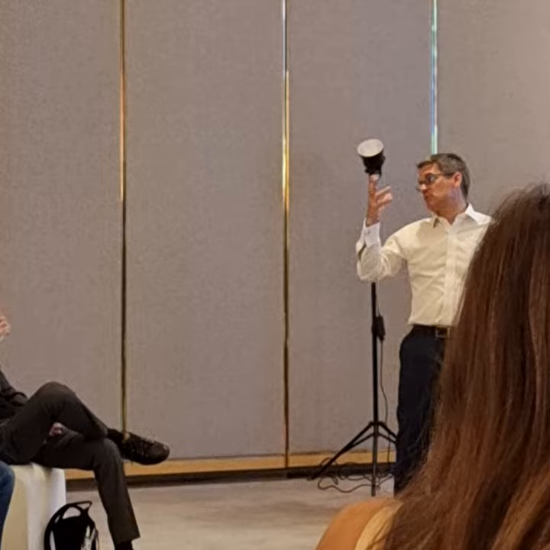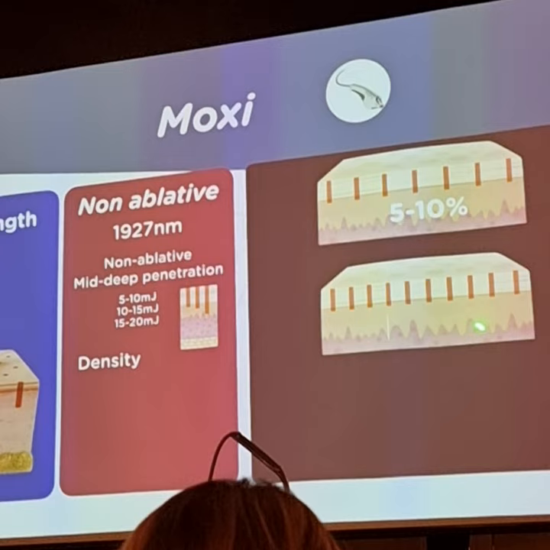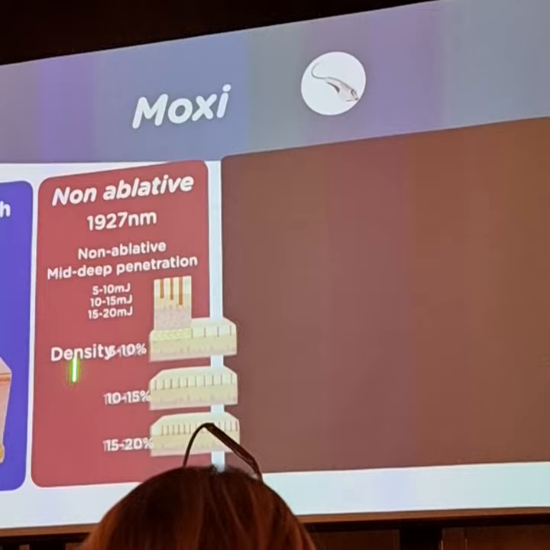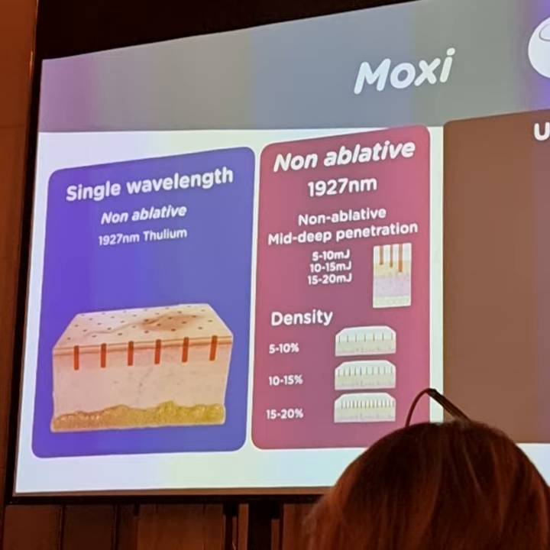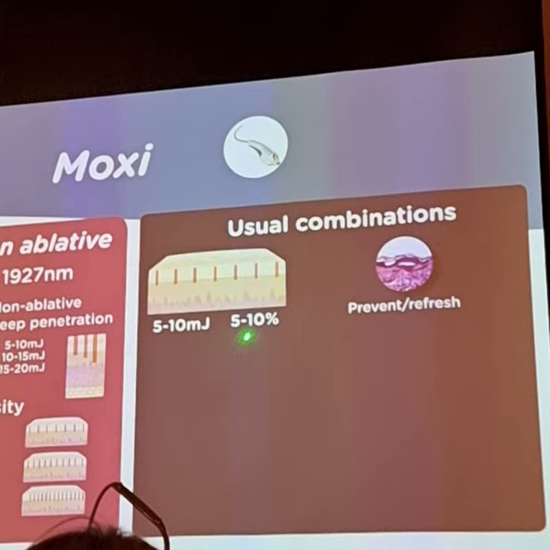This is talking about the fluence. Now the densities. We might work with lower densities, 5 to 10, we might increase to 10 to 15, or even 15 to 20. And if we combine these two parameters, we have three different programs. What we call the prevent refresh, which is low fluence, low settings, so 5 to 10 millijoules, and 5 to 10% coverage.